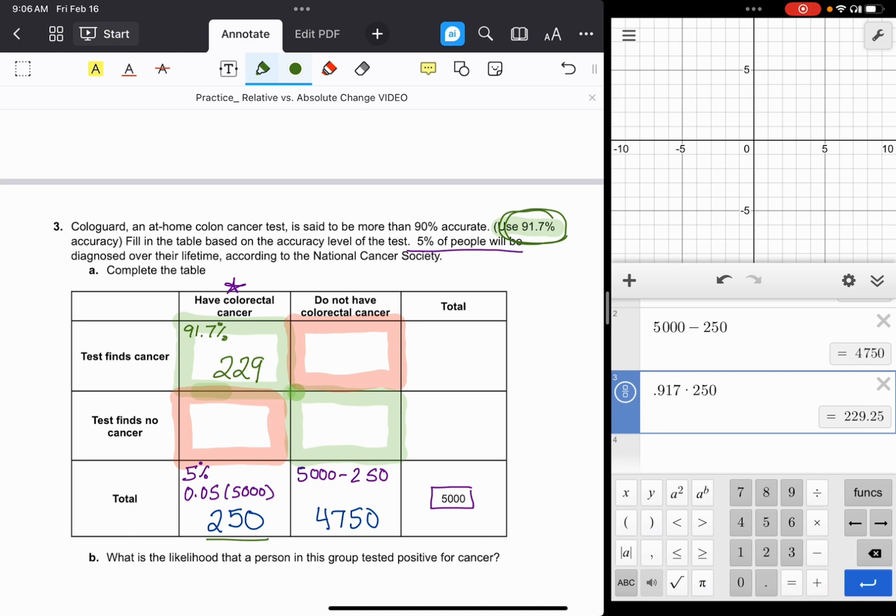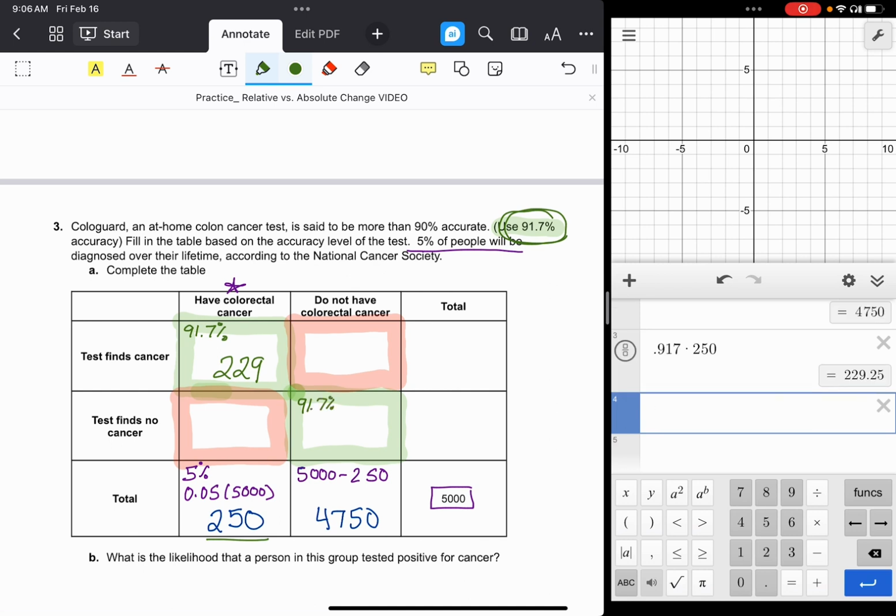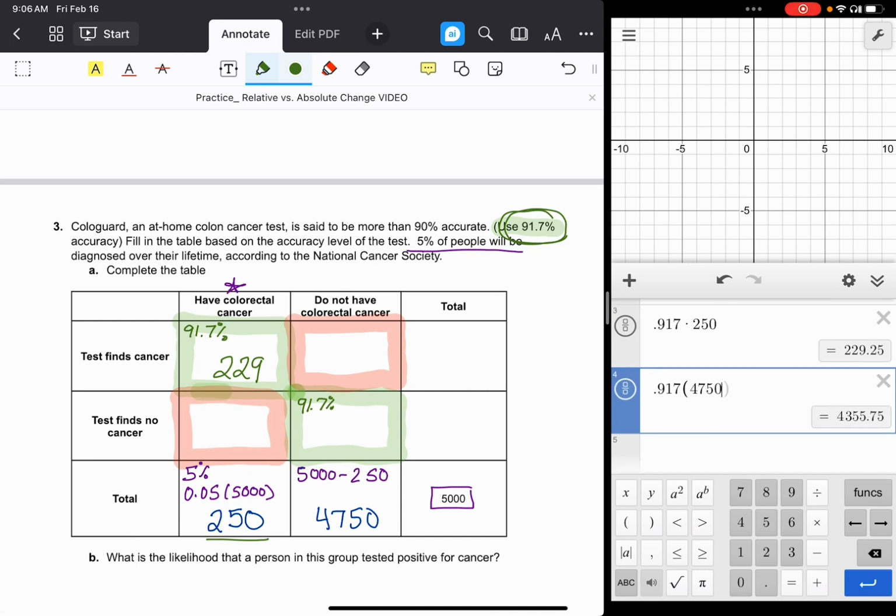Similarly, the test is also going to correctly get people who don't have cancer 91.7% of the time. Excuse me. So 91.7% of 4,750, because those were all the people who didn't have cancer. Now you'll notice this time I have a decimal, but with that 0.75, that 75 hundredths, we are going to just round that up. So that's going to be 4,356.